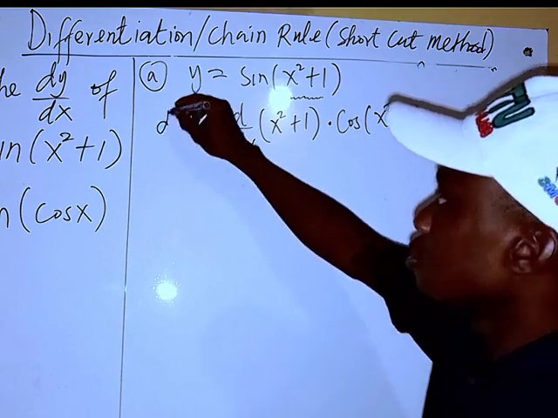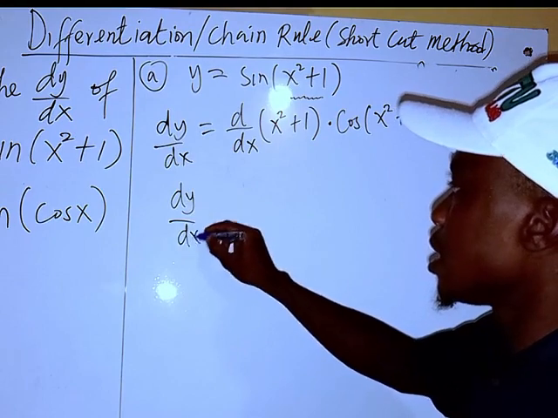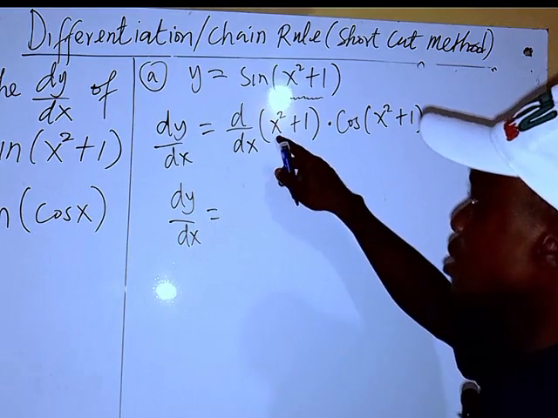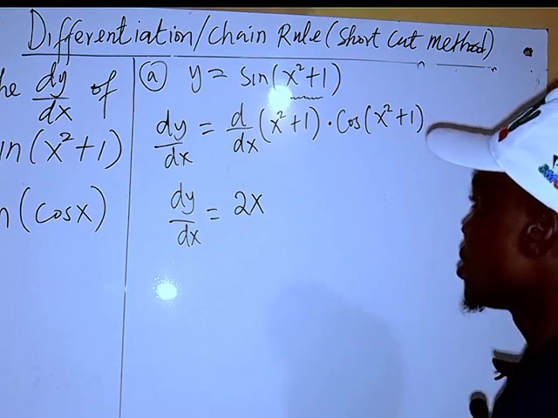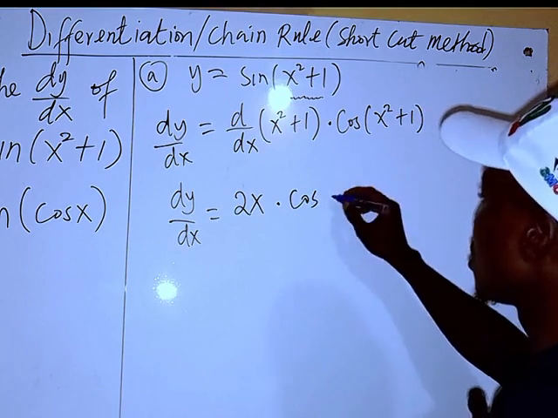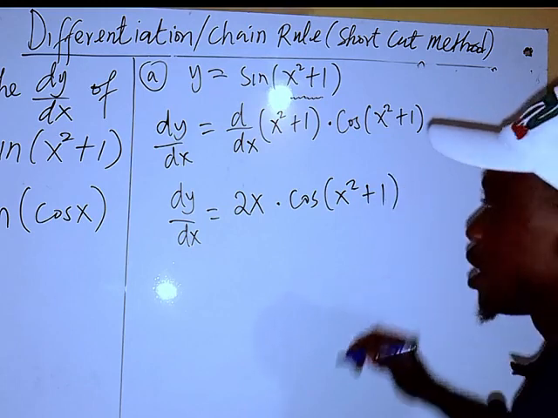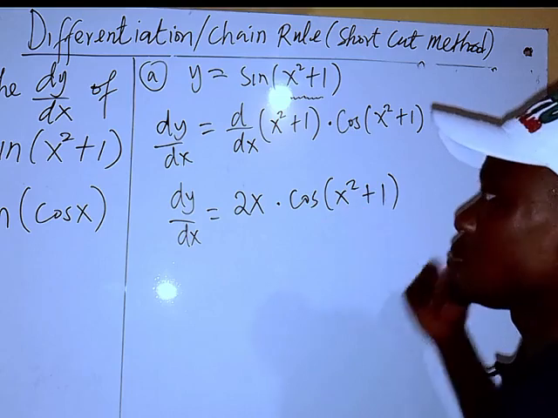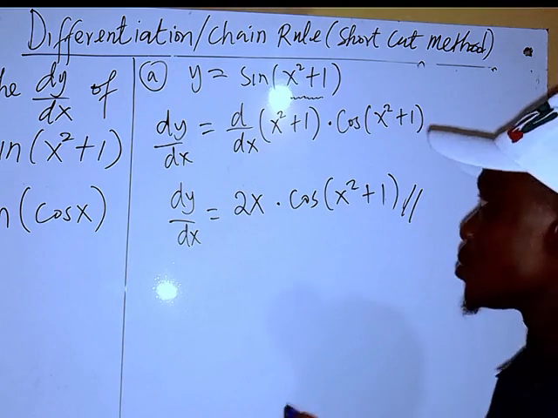So from here, dy/dx is now going to be: let's differentiate the inside. Differentiating x squared, you have 2x. Differentiating 1, that will be 0, right? So 2x plus 0, we have 2x. Then multiplying by cos of (x squared plus 1), so we have our final answer: 2x cos(x squared plus 1). That's the solution for the first one. Can you see? So simple.